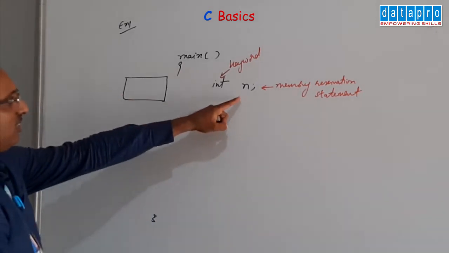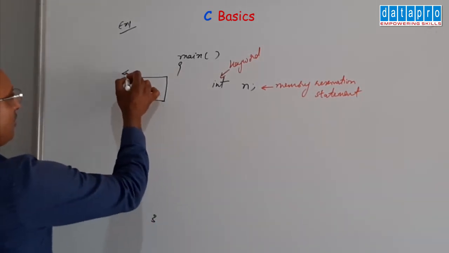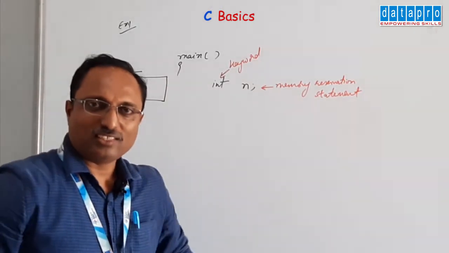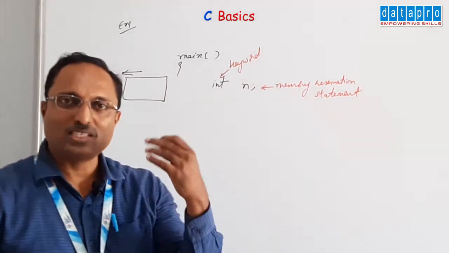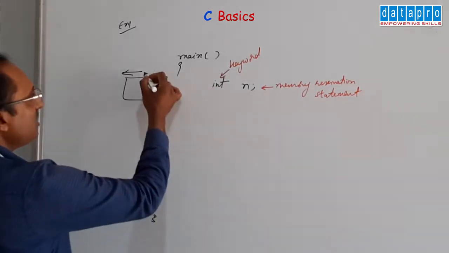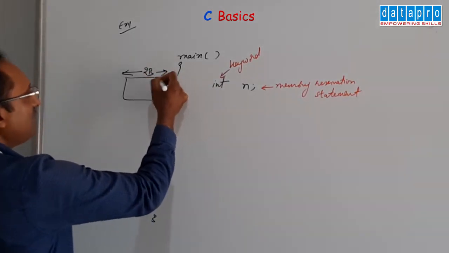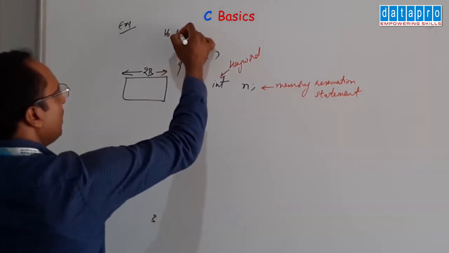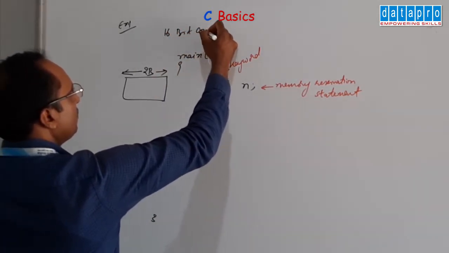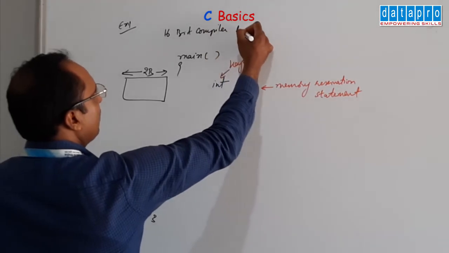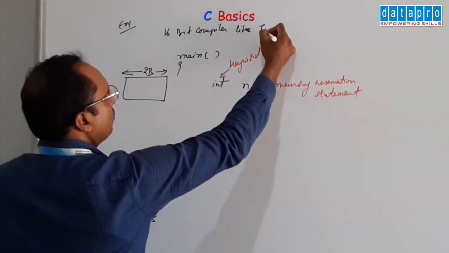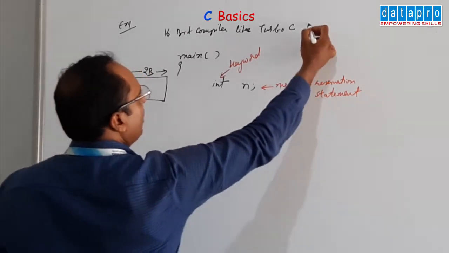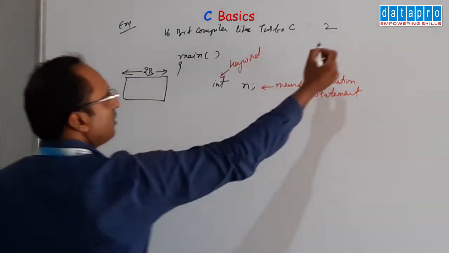Right. So this is the memory location. You know that memory is measured in bytes, 10 bytes, 20 bytes, kilobytes, megabytes, and so on. For an integer, 2 bytes are allocated if it is a 16-bit compiler, like the old compilers, Turbo C or Turbo C++. Integer occupies 2 bytes.